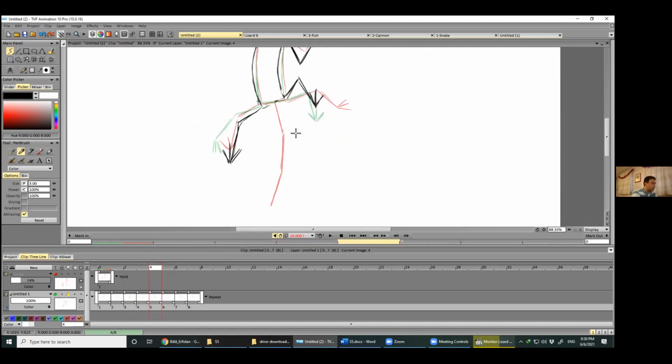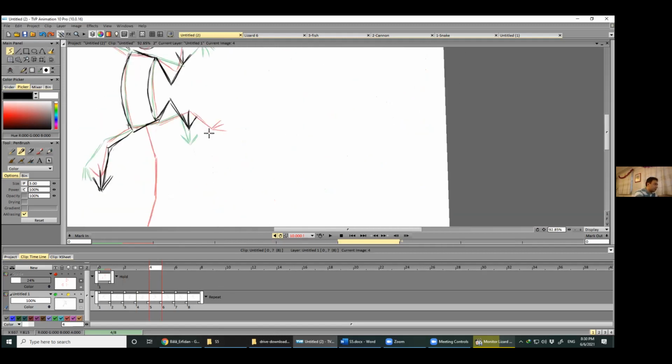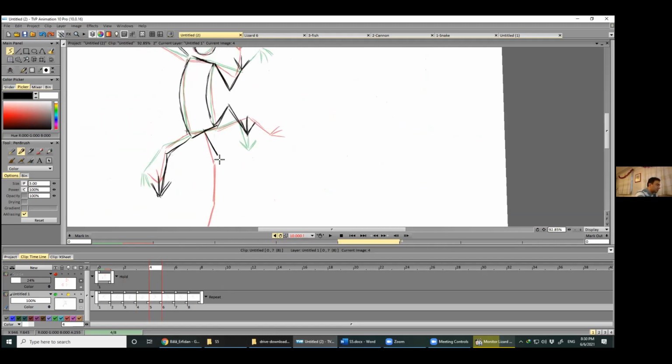Okay, the body continues to bend, so here the first part again. This is the first part.